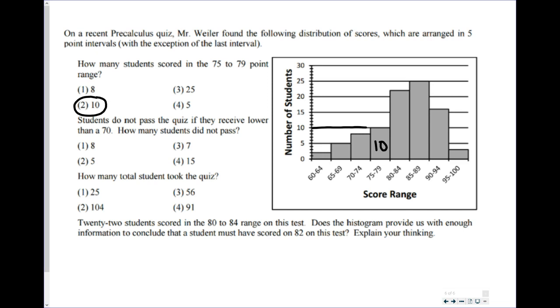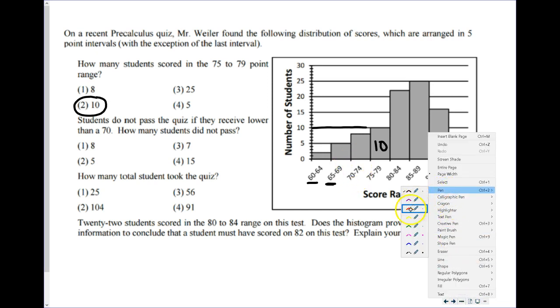So how many students did not pass? We're looking for all of the ranges that are below 70 and do not include 70. When I look at my ranges, this is definitely included because 60 to 64 is not passing. This is included, 65 to 69 is not passing. However, I can't count this interval because 70 is included.